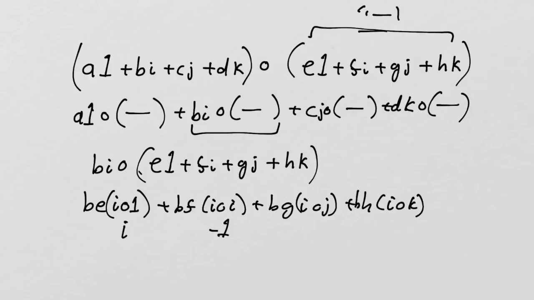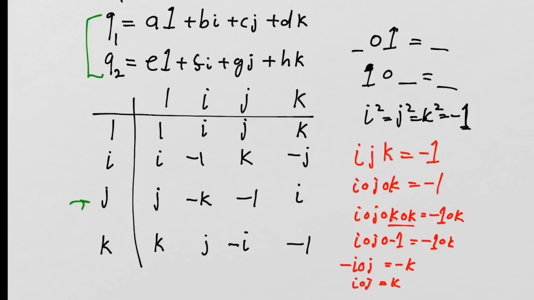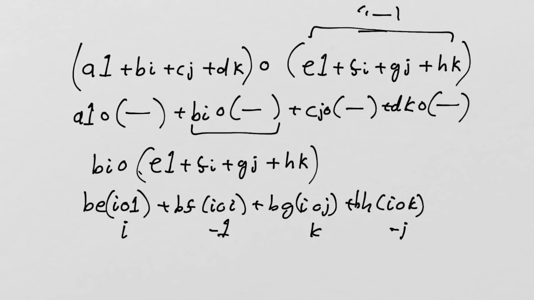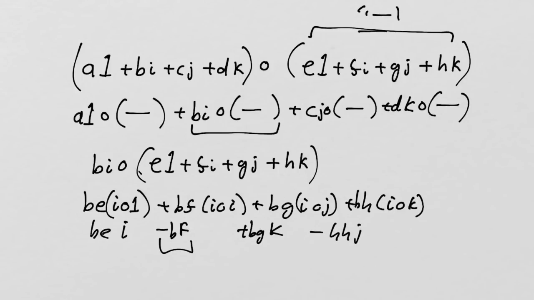And then this, of course, is just i. This is minus 1. This is k, and i times k, I think that's minus j, right? So now this is b e i minus b f, plus b g k, right? Plus b g k, minus b h j. So this is the real part of this particular term, and this plus this is the vector part of this particular term.